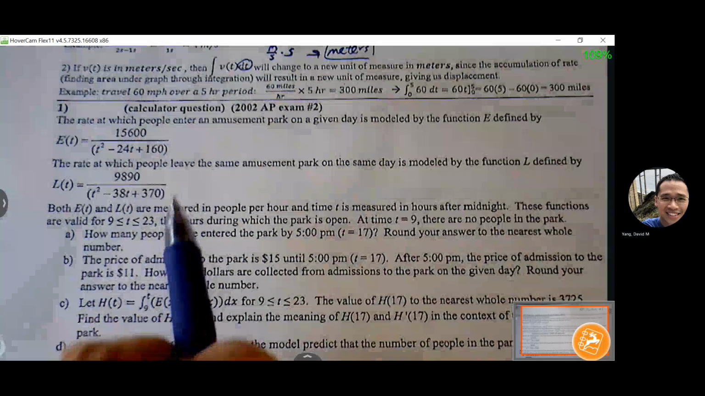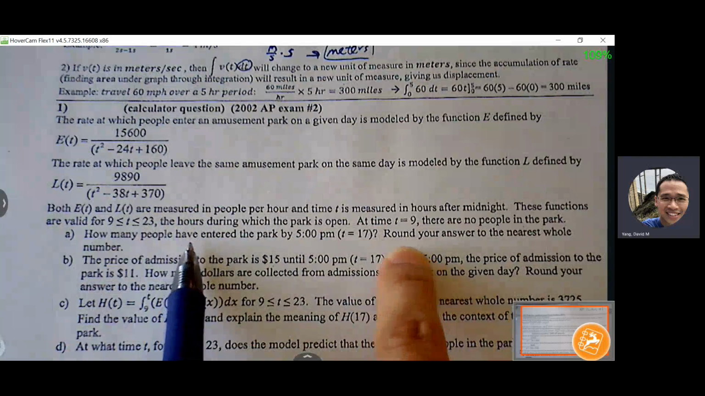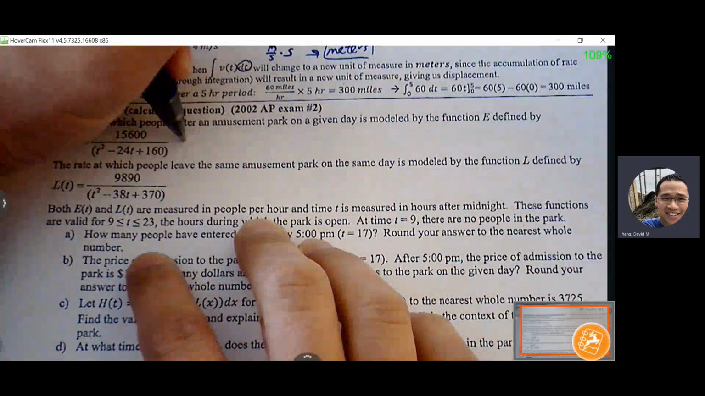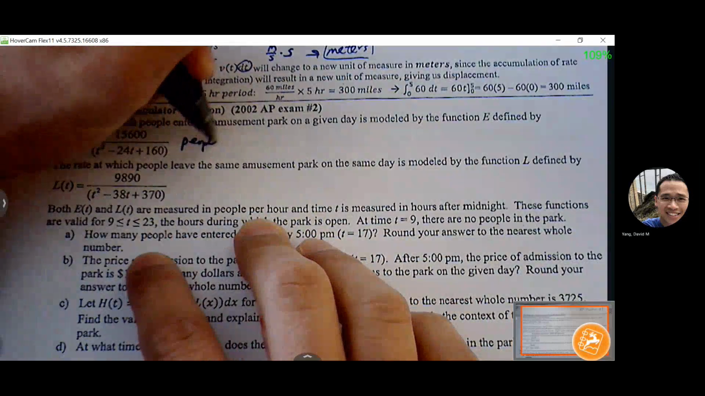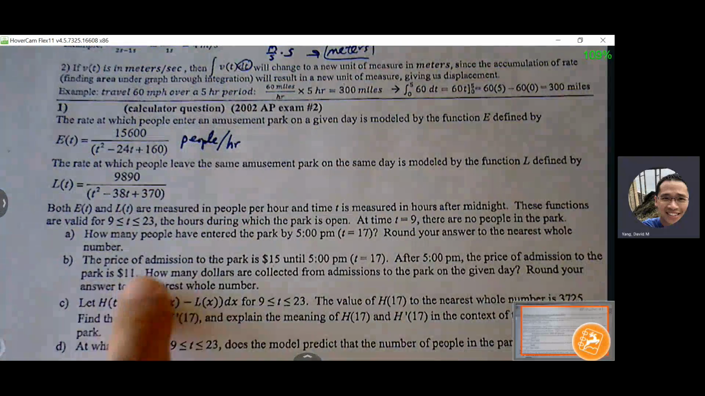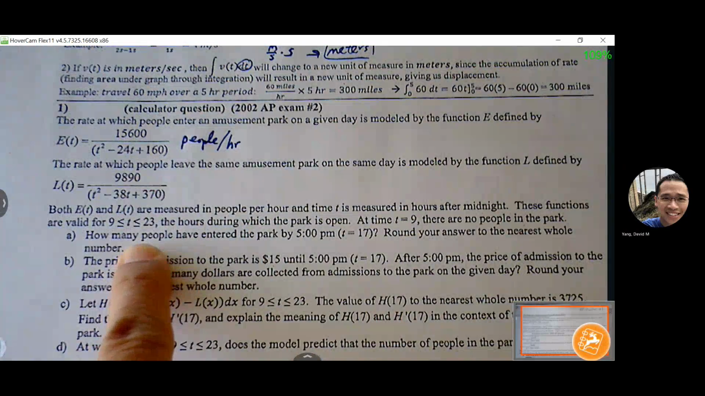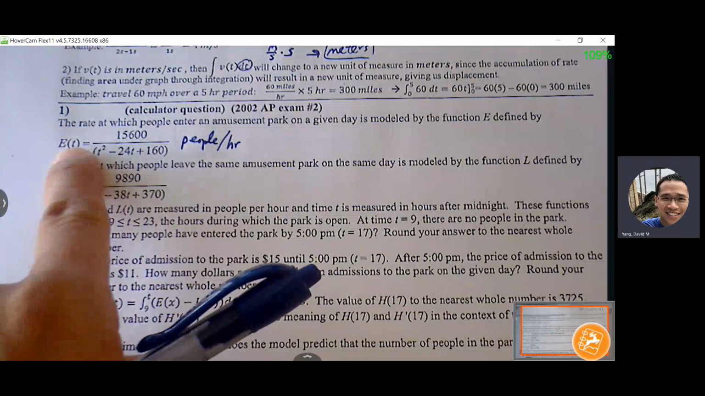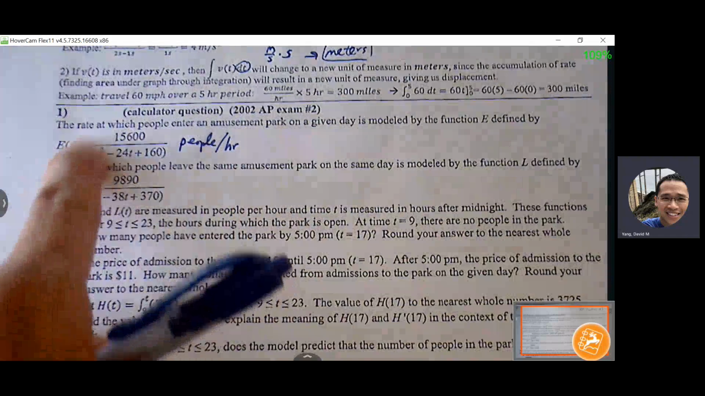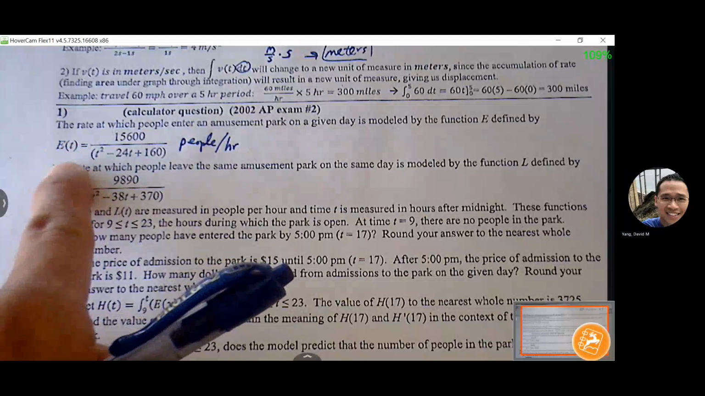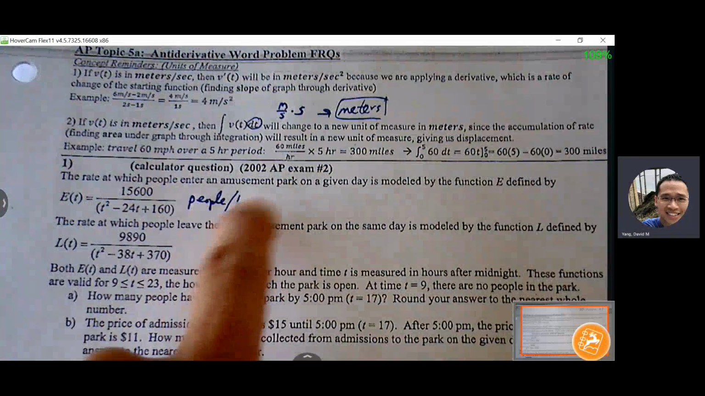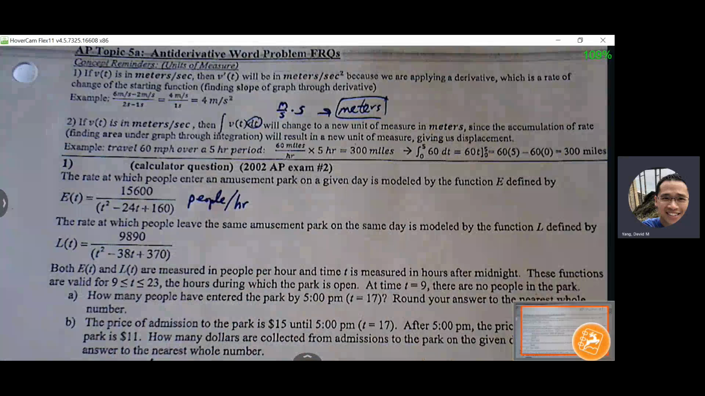So we know that we're going to be involving integration, right? Because this E of t is in terms of people per hour. But I want the total number of people. So if I want to take that E of t and make it rise up to the number of people, I got to do what to E of t? Take the what? Take the integral, right? Because the integral will allow people per hour times hour to turn into the number of people.